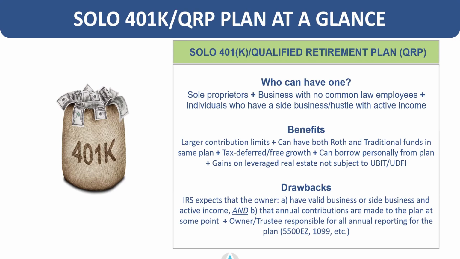The drawbacks to the solo 401k: the IRS does expect you to have really a valid business or a side business and some active income from that business. So they don't want people just setting up solo 401ks to avoid that UBIT tax. They do expect that you have a valid business. And at some point, they expect you to make some annual contributions to the plan from that business as well. So just keep that in mind going forward. I've really never seen that become an issue for any clients, but that is out there just as one thing to remember.